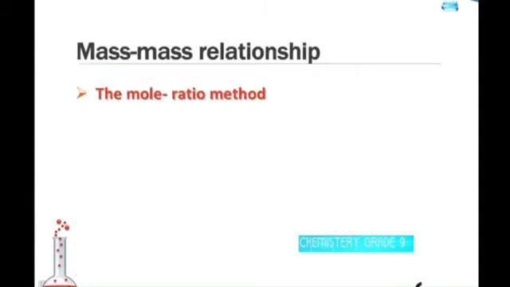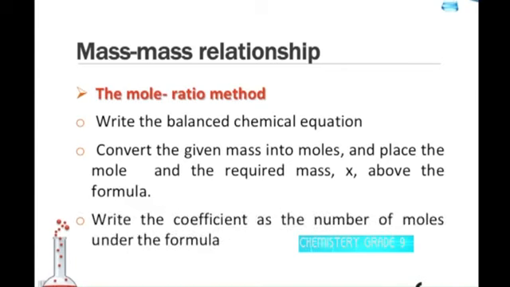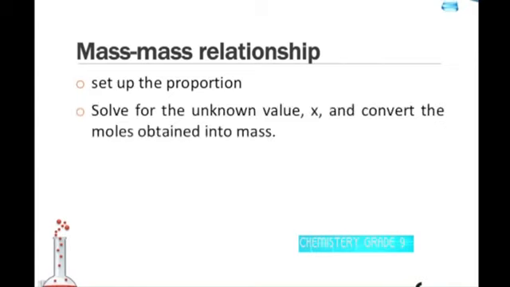Then we can use the mole ratio method. First, you write out the balanced chemical equation. Then you convert the given mass into moles and place the moles and the required mass, X, above the formula. Write the coefficient as the number of moles under the formula. First, set up the proportion. Then solve for the unknown value and convert the moles obtained into mass.